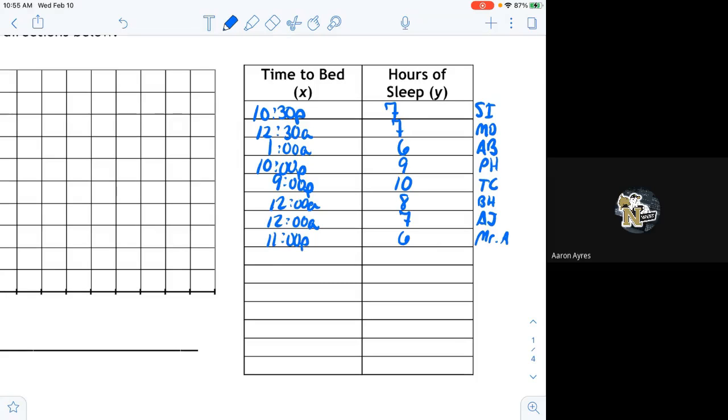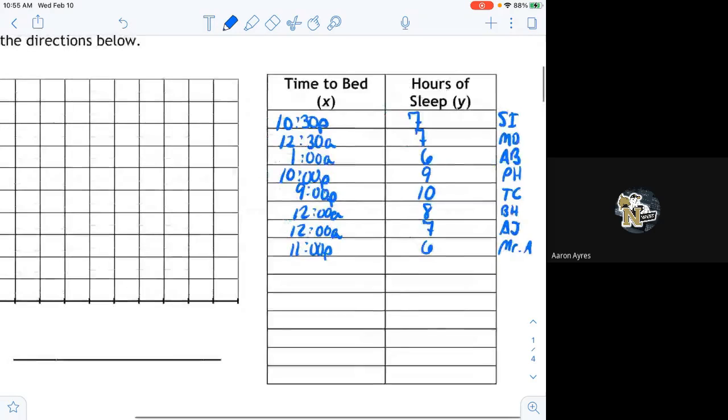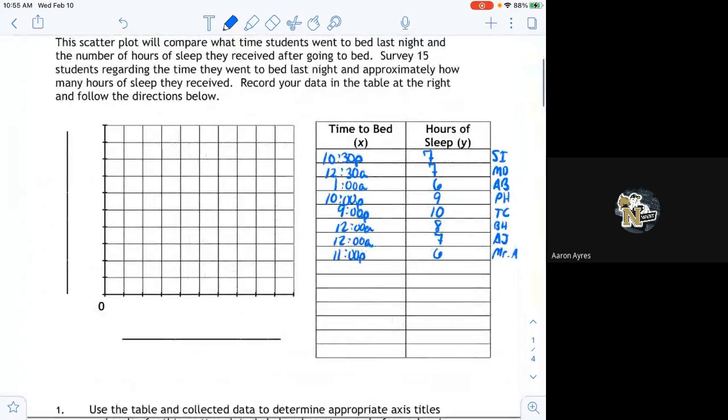But we are going to use this data to help us create our first scatter plot. Now, before we start plotting our points, you might notice something a little bit different on this graph than what we've been seeing in the past.